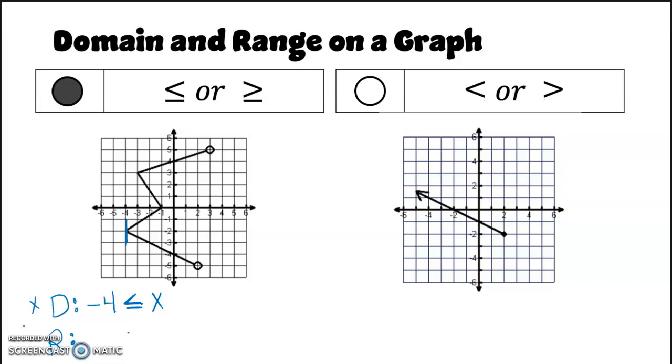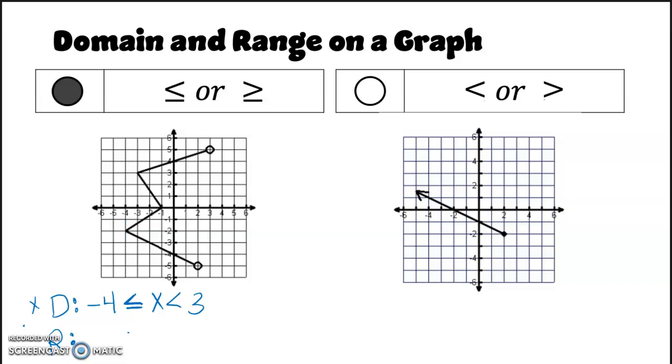So the furthest right I see us going, the biggest x value is right here. And that's at 3. And it's an open circle, so I know I'm only going to use the less than sign, not the less than or equal to. And that would be it. So we're going to do the same thing for our range, our y values.